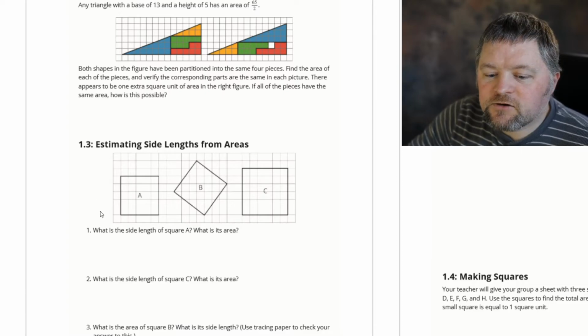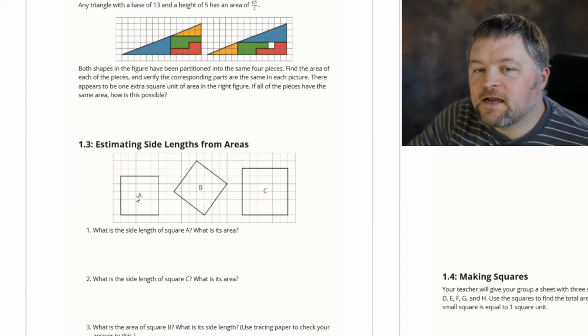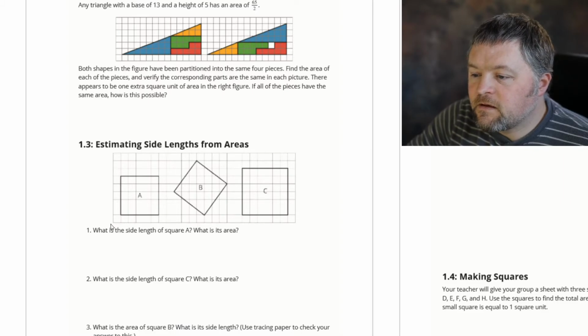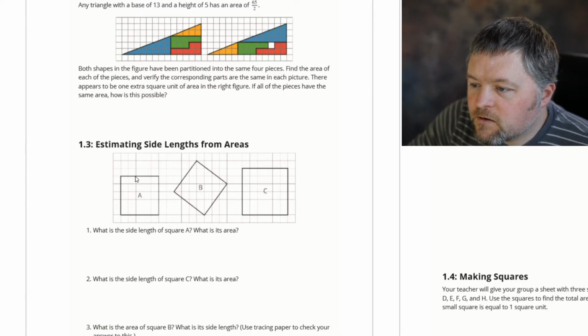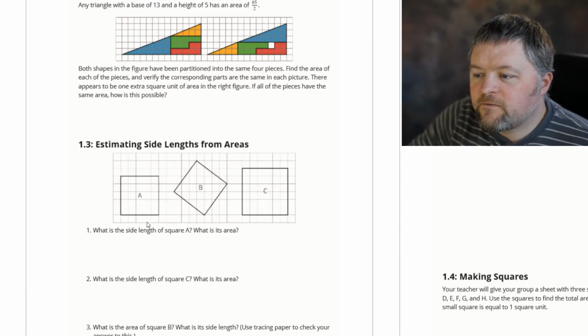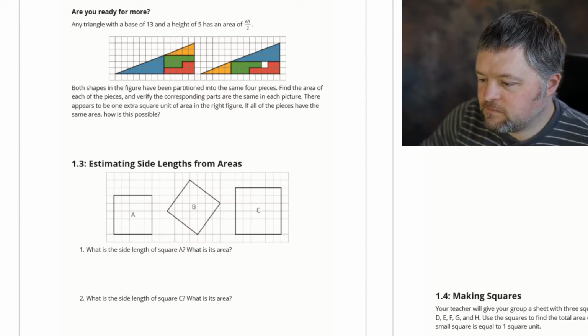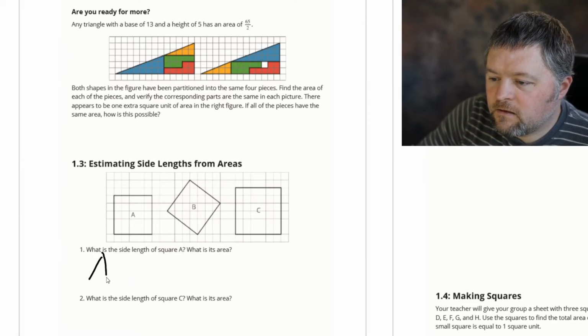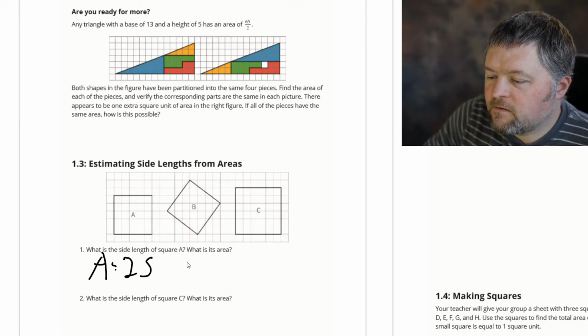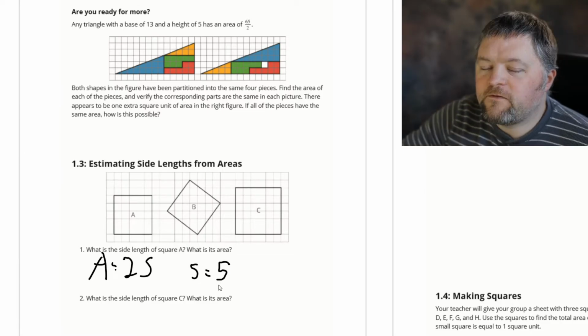Okay, our next question is estimating side lengths from areas. What is the side length of square A? What is its area? Well, 1, 2, 3, 4, 5 by 1, 2, 3, 4, 5, 5 by 5. Area 25. Side length is 5.